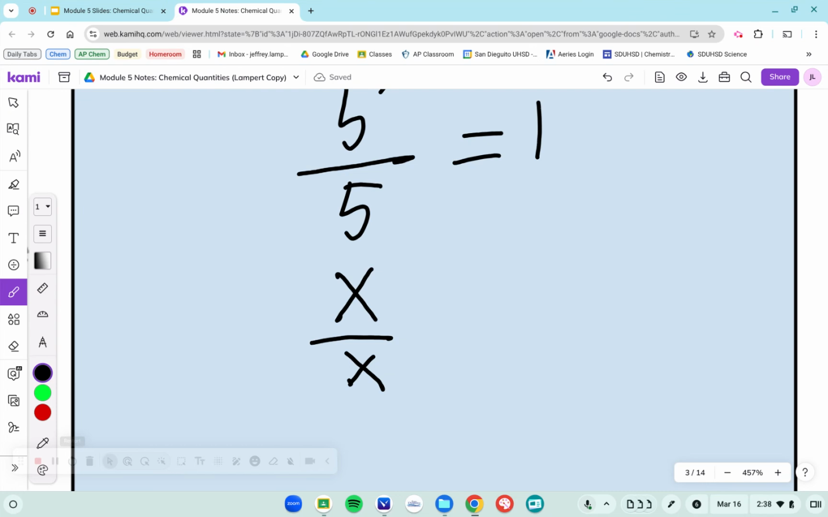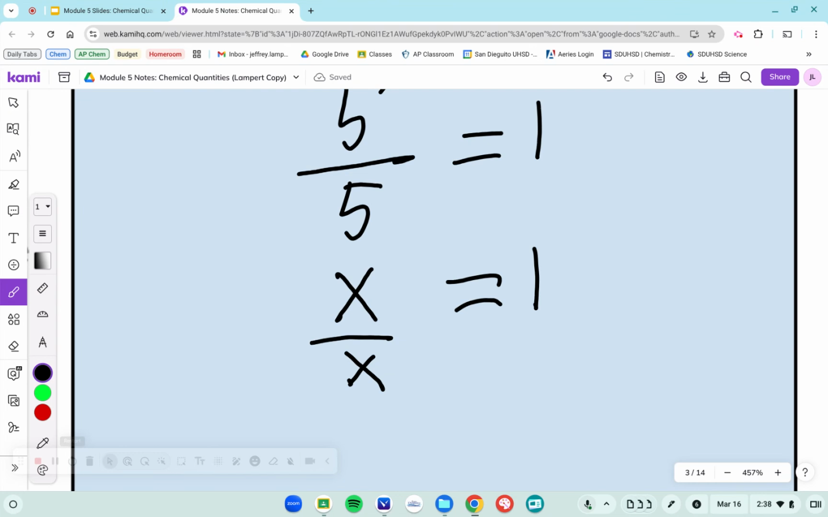1. Right? So anything divided by itself. If I do 5 divided by 5, it's 1. If I do 7 divided by 7, it's 1. If I do x divided by x, it's 1. And if I do y divided by y, it's 1. Right? Doesn't matter what I divide. If I divide it by itself, it's 1.